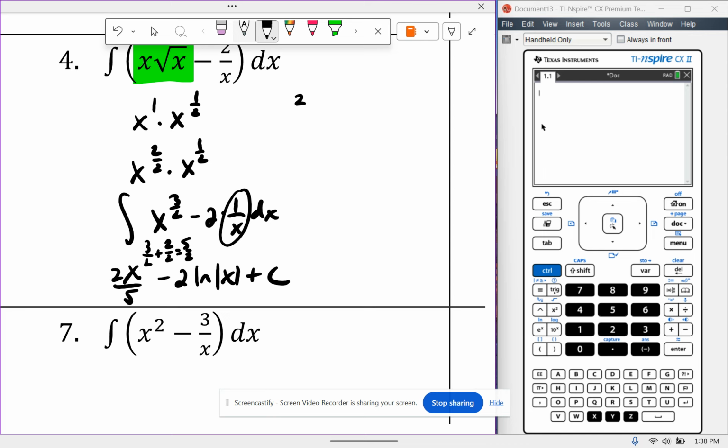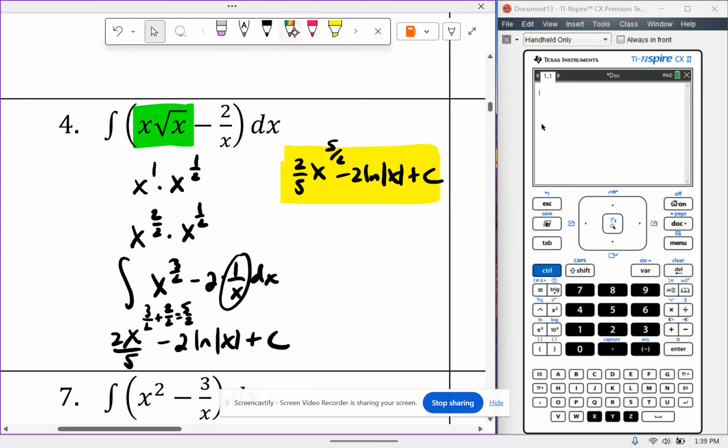All right, so now you got 2/5 x to the 5 over 2 minus 2 ln of the absolute value of x plus c. Okay, so maybe you can make yourself a note here: no product rule. If you think you have a product rule, you got to combine the powers.